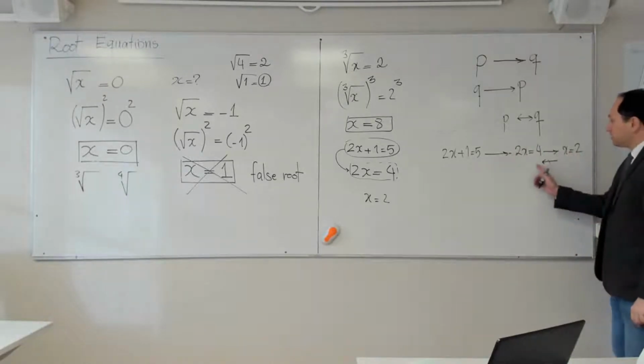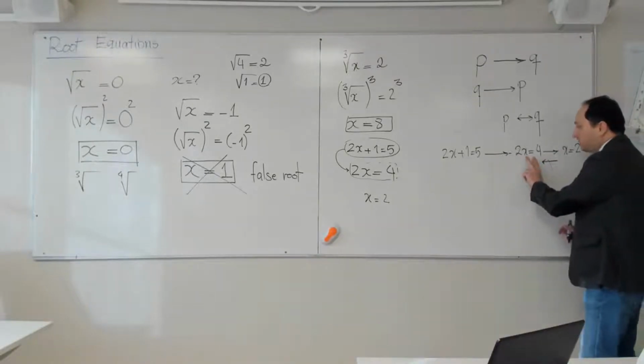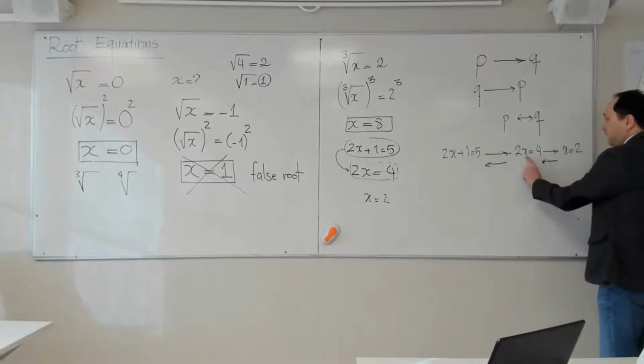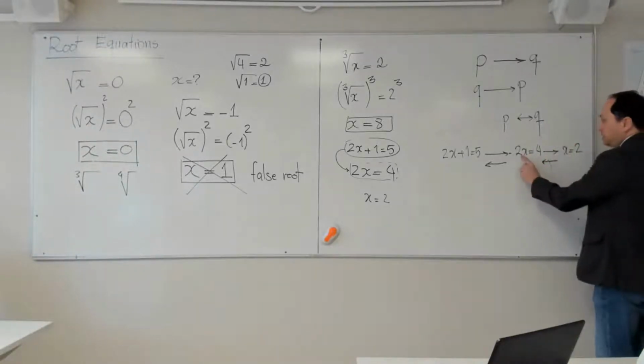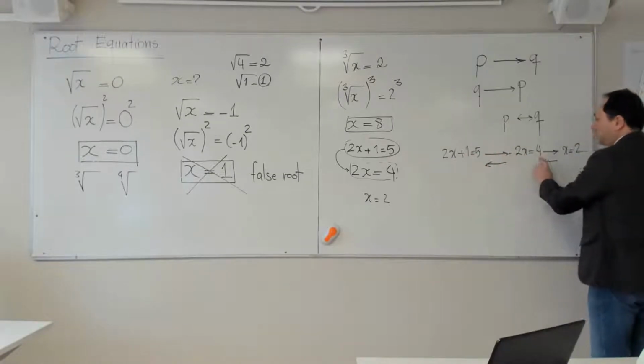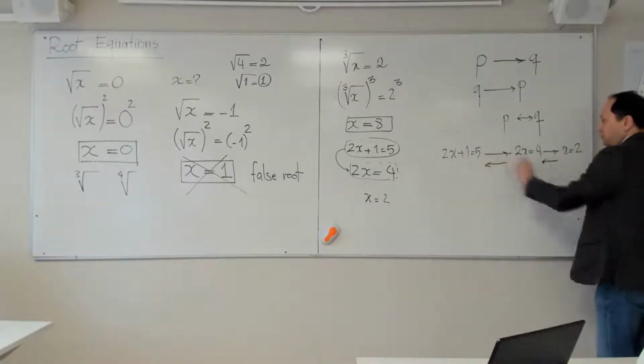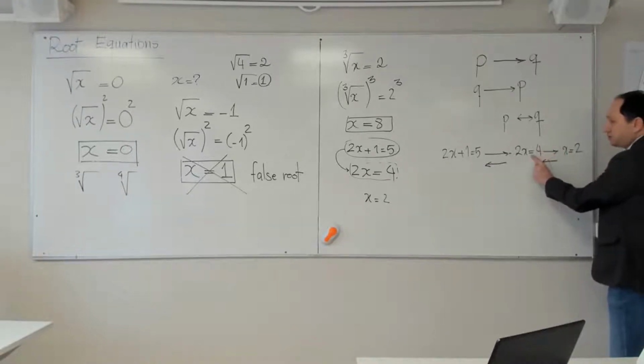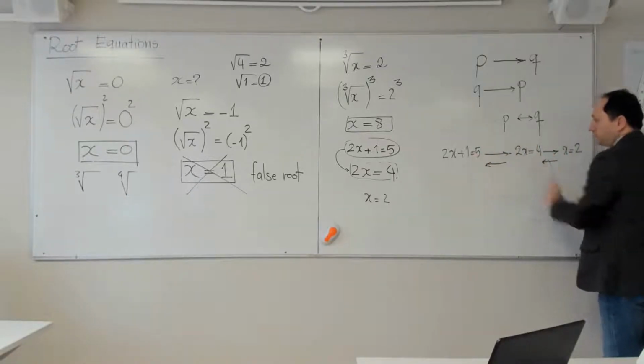Okay? And then let us go from here to here. Can I go from here to here? The answer is again yes. Because if I add 1 to here and here simultaneously, then this becomes 2x plus 1, and then it becomes 4 plus 1, which is 5. So this means that this one is equivalent to this one. This one is equivalent to this one.